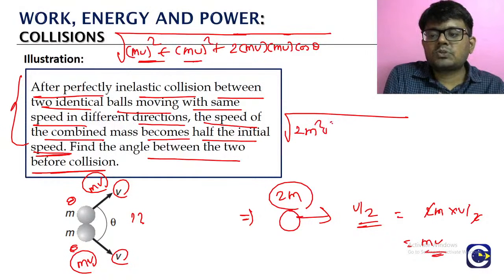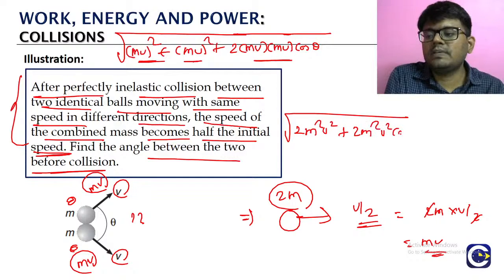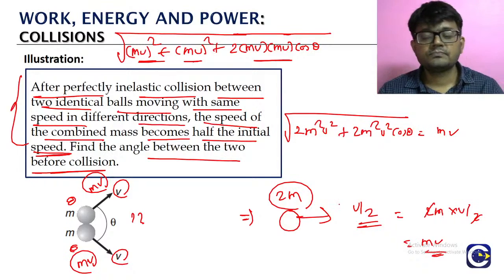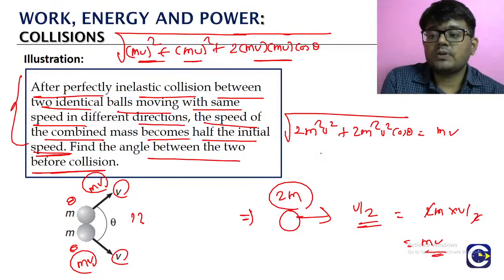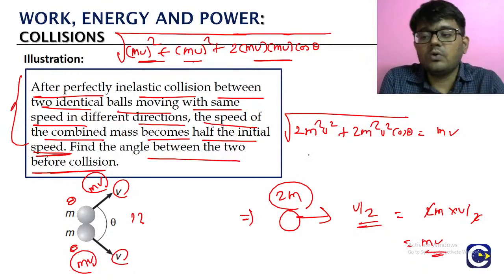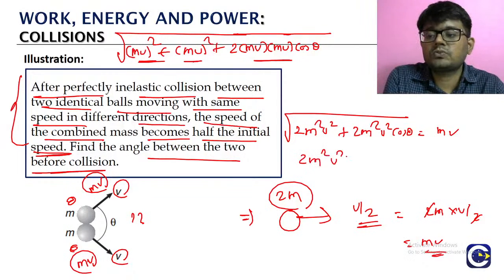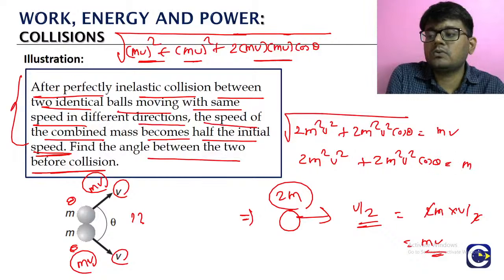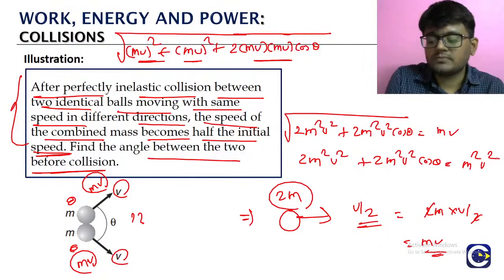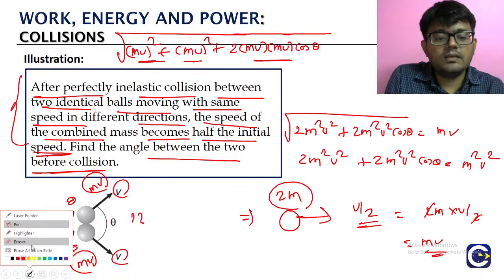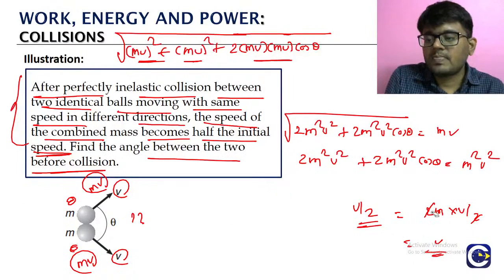2 times m square v square plus 2 times m square v square cos theta is equal to mv. If we square both sides, the root will go off. So on the left hand side, 2 m square v square plus 2 m square v square cos theta is equal to m square v square. Now we simplify step by step. What is the answer for this question?